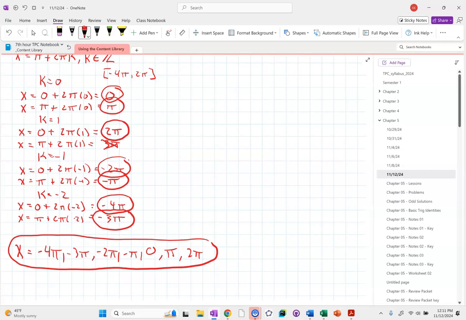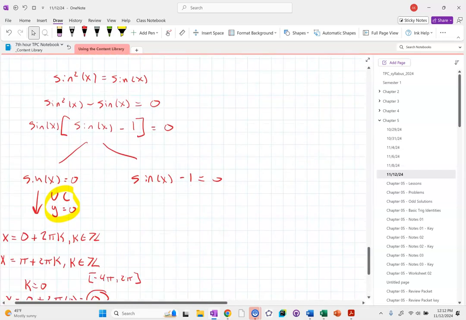Everybody okay with that? Am I done? No, I still had another equation that I have to solve for. Notice that I just ordered these from smallest to biggest. You don't have to do that. That's the way the answers in the back of the book will probably be arranged, though.